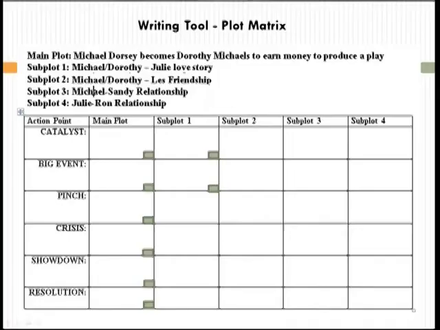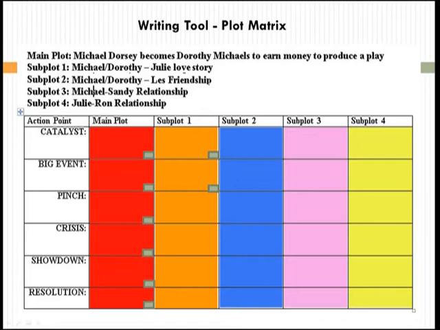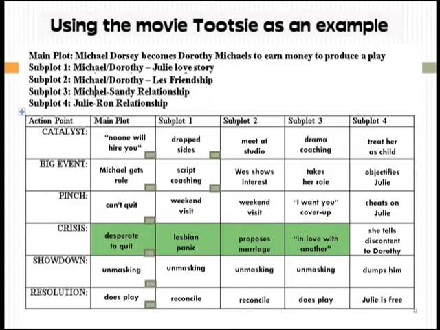The plot matrix uses a grid to show all of the storylines and the relationship between them. Each storyline, the main plot and all the subplots, gets their own column. And then each row shows an important turning point for each of the storylines that kicks it off into a new direction.